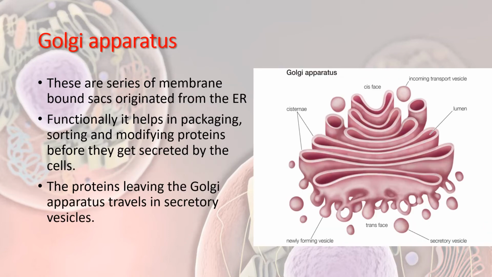So the next one is the Golgi apparatus or Golgi bodies. If we look at the picture, it has two faces, the cis face and the trans face. The cis face is where the incoming proteins, in the form of incoming transport vesicles, arrive. It has multiple stacks, like you can see, these multiple stacks are known as cisternae, where incoming proteins are modified and sorted out. So when the incoming proteins get inside these cisternae, these cisternae help in modifying and sorting out the proteins.